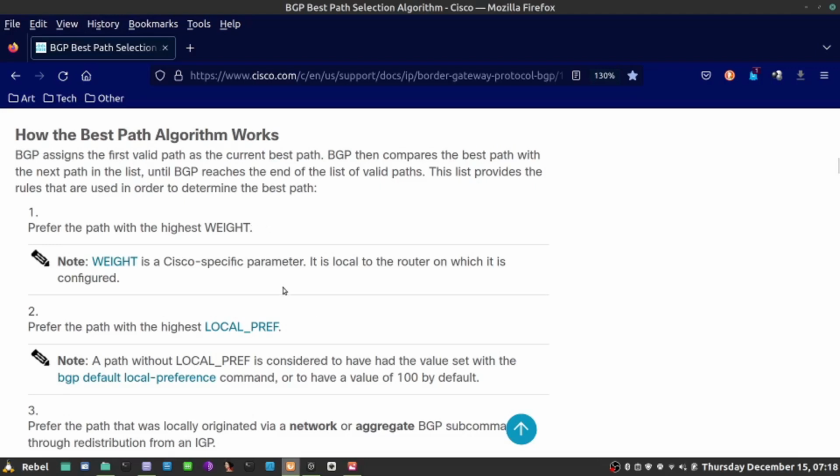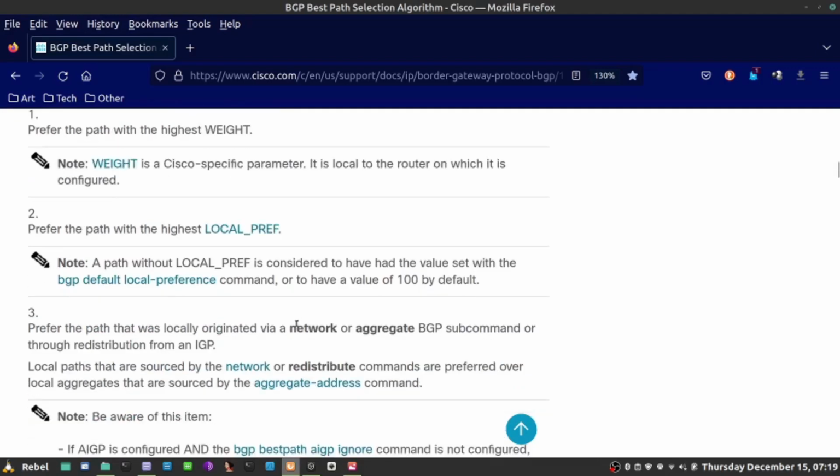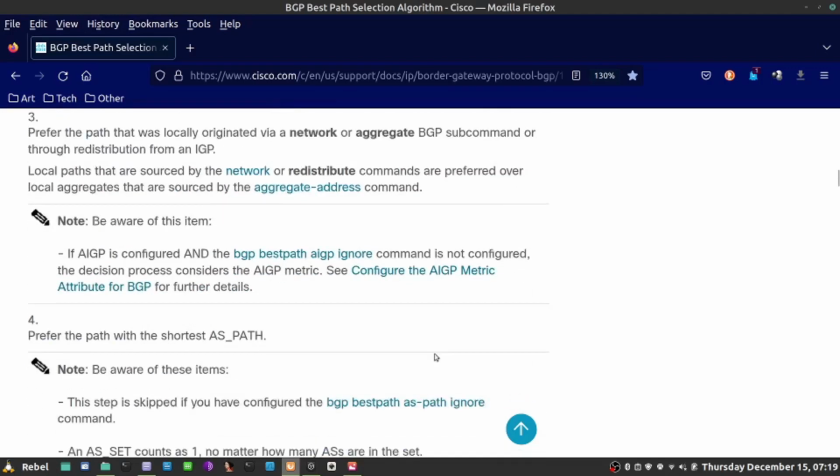If weight for the same prefix from two autonomous systems or more is the same, the next attribute that is going to be tested is the local preference. If the local preference value is the same, again, highest wins. Then it goes to point number 3, it prefers the paths locally originated via network or aggregate BGP subcommands. If that's still the same, it goes to checking the length of a path, which is for the shortest.